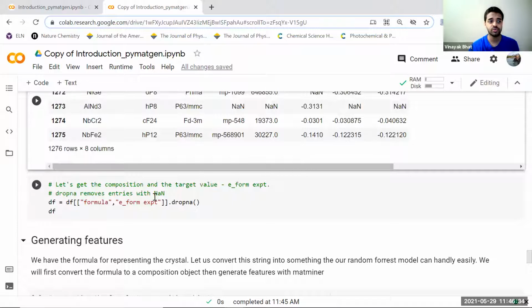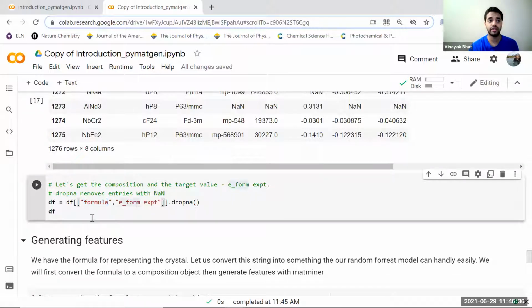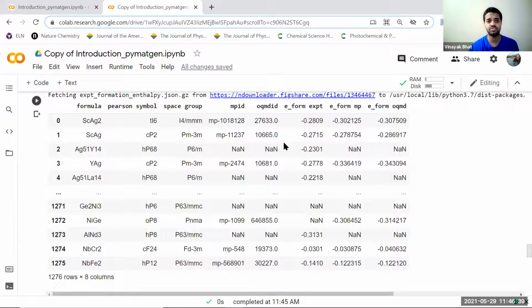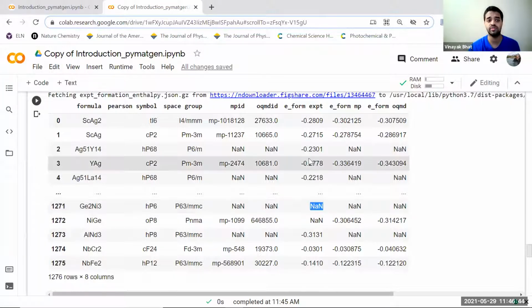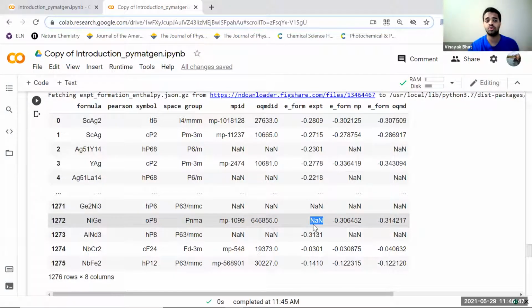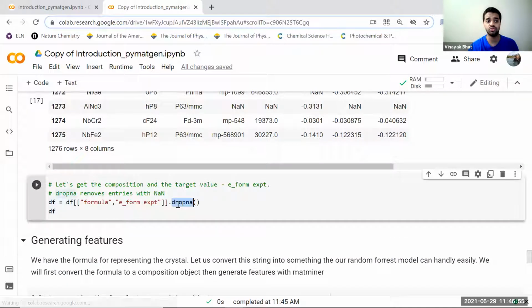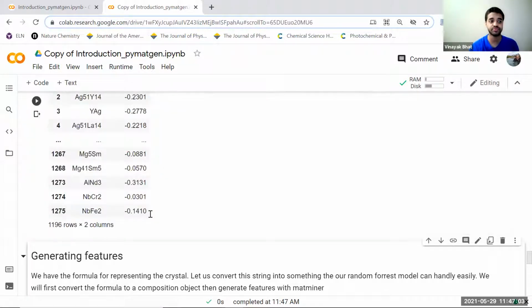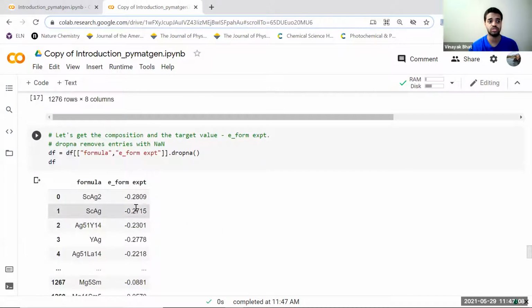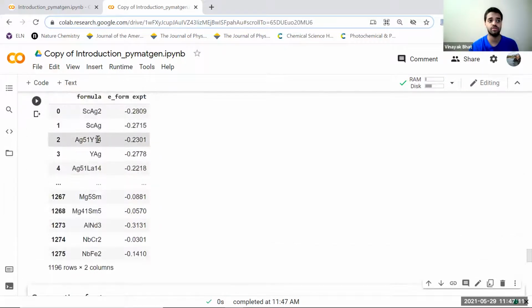So the idea is to get the formula and experimental data. And as you can see, some of those experimental data have NaN. So these values are not available. For a machine learning model, we don't want NaNs there. So what we'll do is we'll drop all these NaNs. The way to do that in pandas is dropna. So it'll drop all the NaNs and give you data which has no NaNs. So we end up with 1196, which have all experimental values. We have a molecular formula for them.